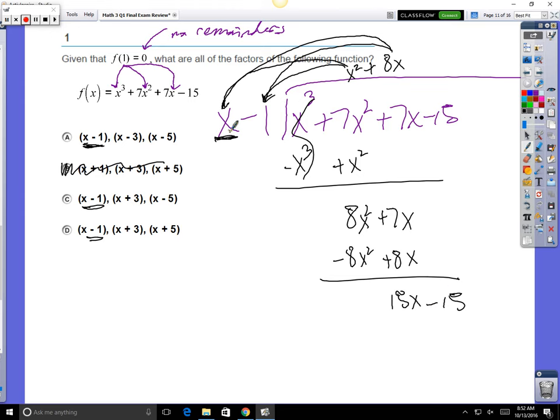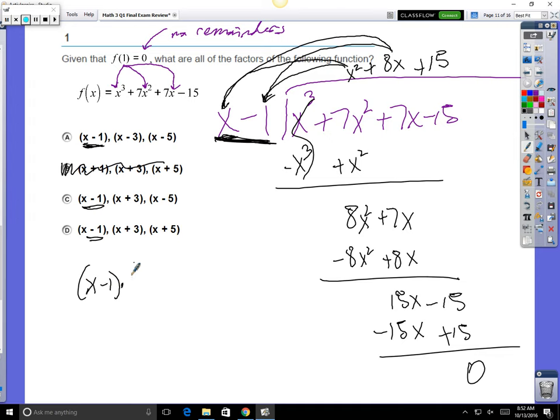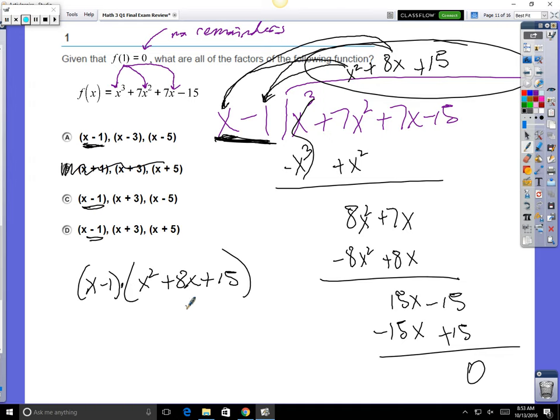And times x by 15. So I'm going to times it by 15. 15 times x is 15x. 15 times a minus 1 is a minus 15. Now change the signs. Change that to minus, change that to plus, and there are no remainders. So your factors are this. Your factors are x minus 1 times this: x squared plus 8x plus 15. And this can be broken down into two more factors.